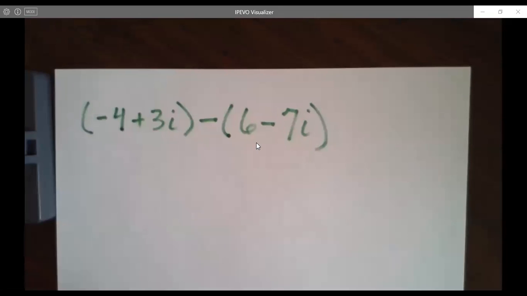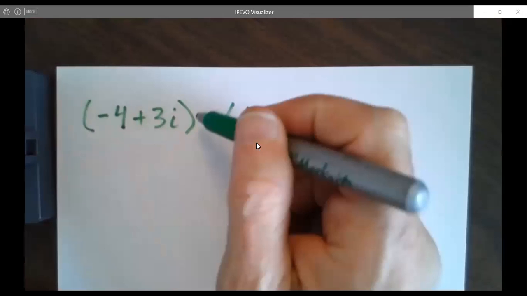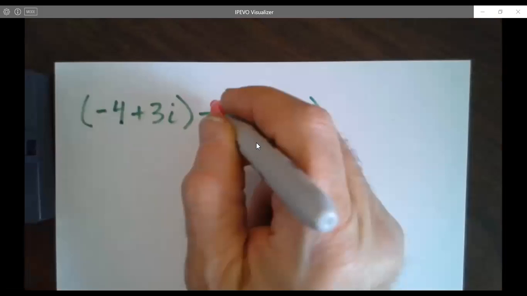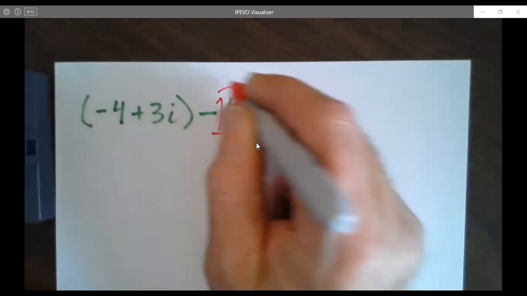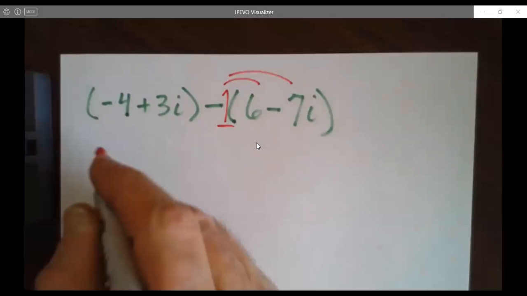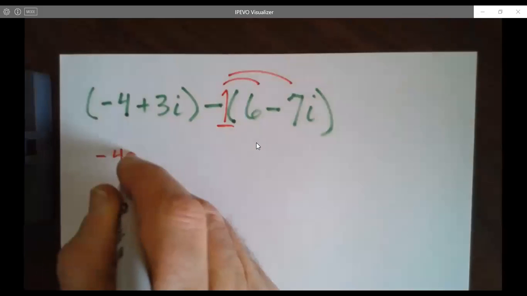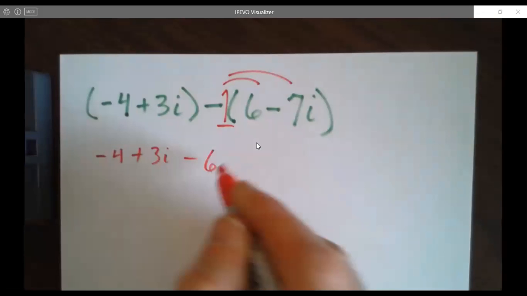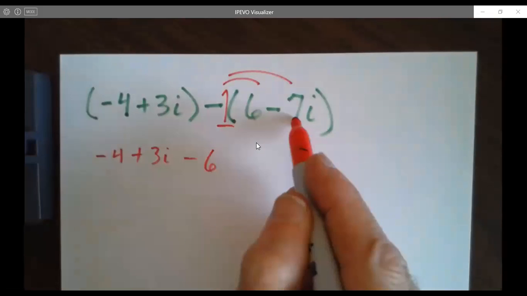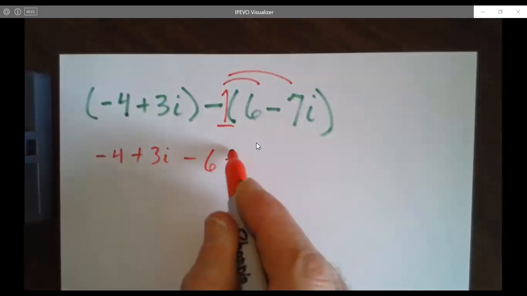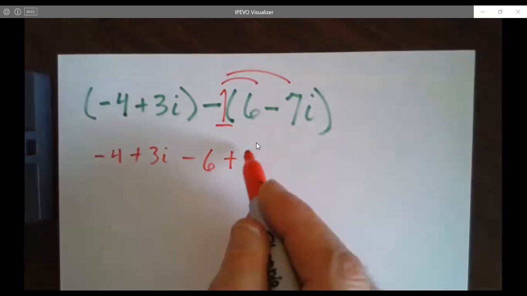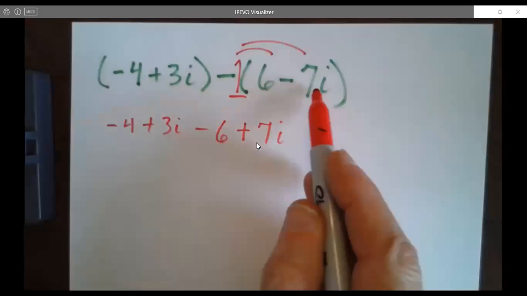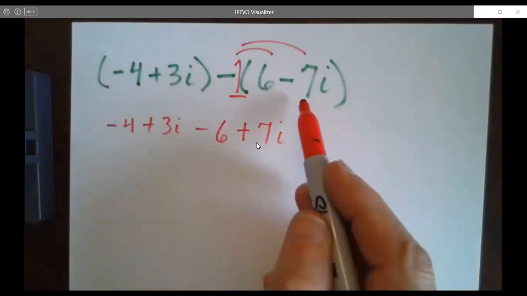Okay, so basically what we're doing here, it's like you're putting a 1 there, right? And you're distributing that negative 1. So this is negative 4 plus 3i. So negative 1 times 6, that'll be negative 6. And negative 1 times a negative 7i, negative times negative is a positive 7i. So all the signs change inside the second set of parentheses.